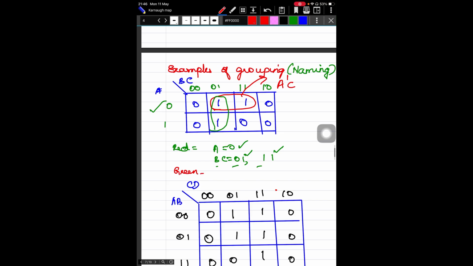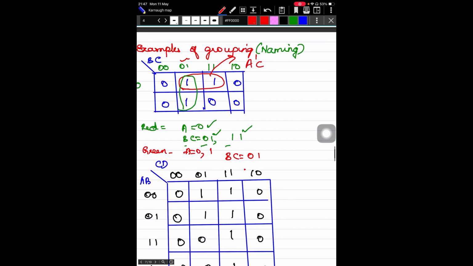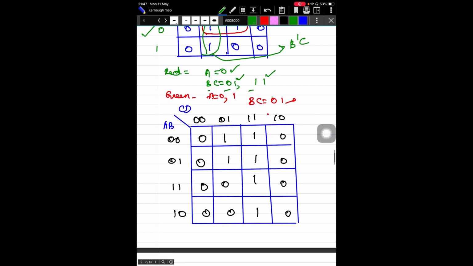Take the next case, the green box. For the green box, if you see, A is 0 and A is also 1. So A is not common. I can disregard A. Am I right? So now BC. BC is 0, 1 here. Right? So BC is common for both the boxes. So I can close my eyes and take BC. So what will be the green box? B is 0. So it will be B dash. C is 1. It will be C. That's it.